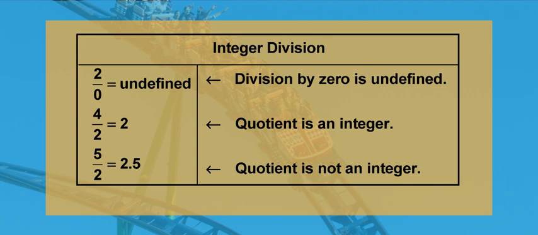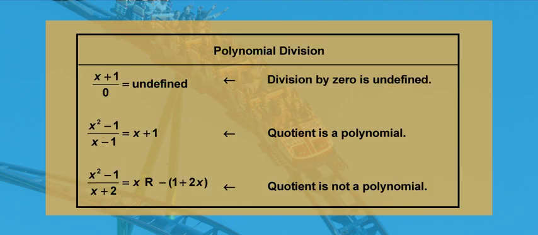When you divide an integer by another integer, several things can happen. First, if you divide by 0, the quotient is undefined. Second, if you divide integers where the dividend is a multiple of the divisor, then the quotient is an integer. Third, if you divide integers where the dividend is not a multiple of the divisor, then the quotient is not an integer. Because of these three different cases, integers are not closed under division. The same applies to polynomials.